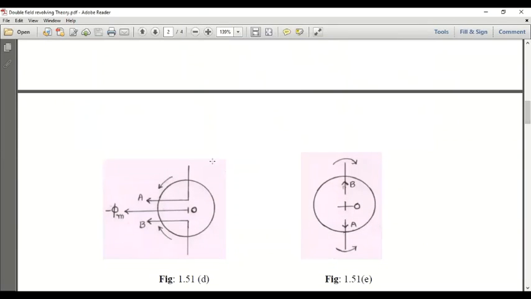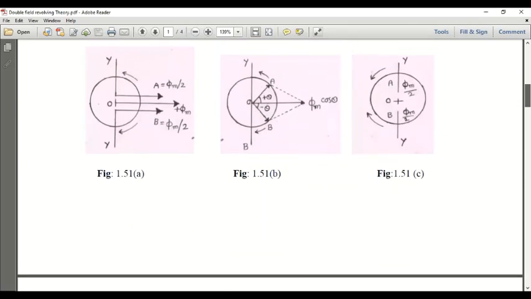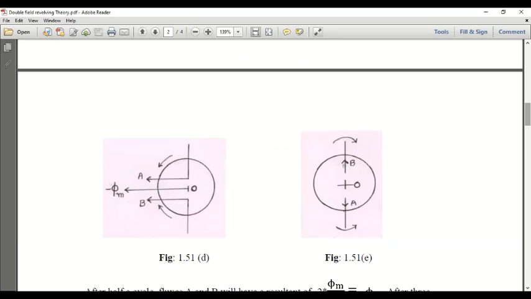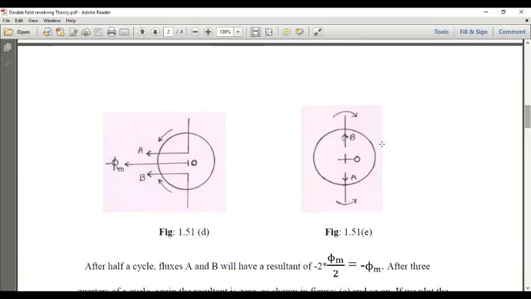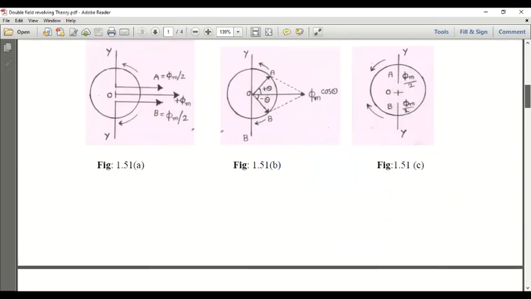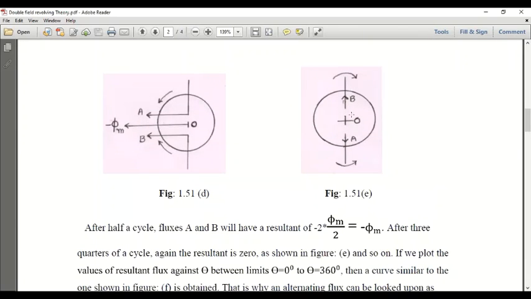Similarly, if again the rotating vectors A and B are rotating with a different angle, that would produce a resultant flux called minus phi m. Figure D is similar to figure A, but A is in one direction and B is in another direction, opposite to each other. If we see figure E, the figure is like C with opposite magnitudes. That is, the resultant flux here is also 0.